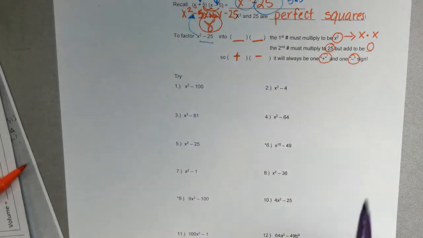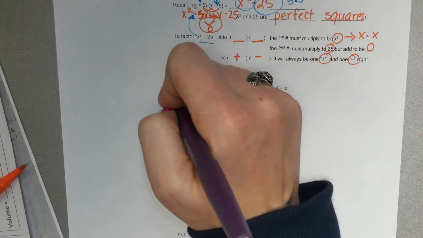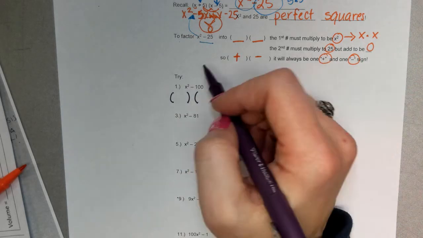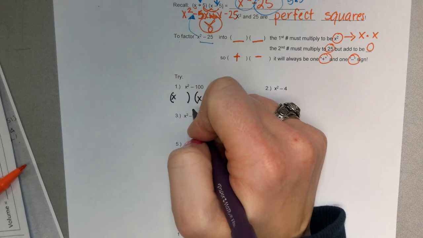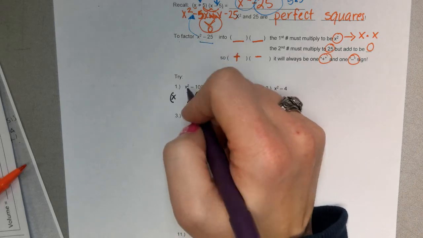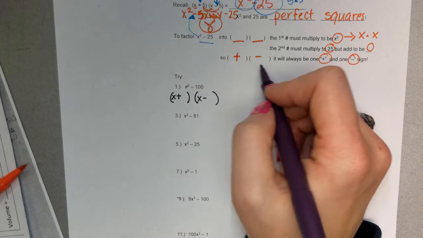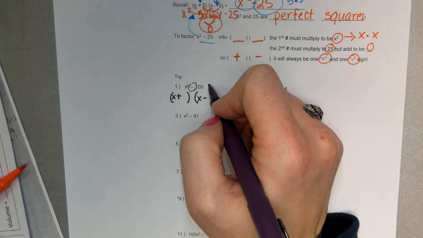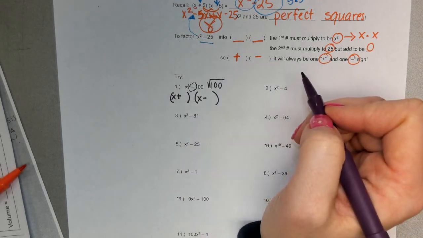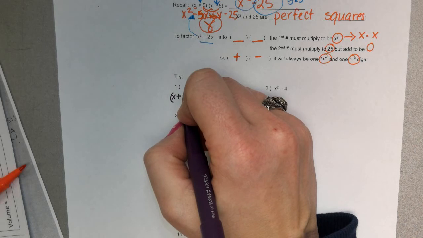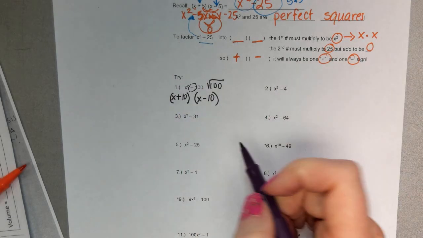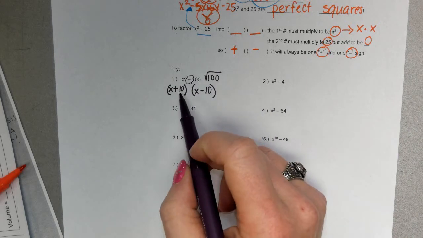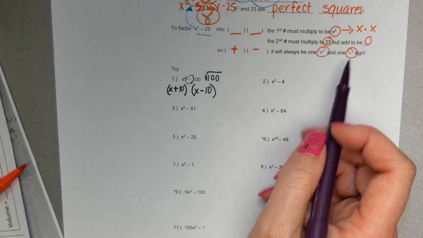So let's do some examples here. X squared minus 100. We're going to factor that into two binomials. You know it's going to be x and x because that equals x squared. And then you have one plus and one minus because that's what you have to have when there's a negative number. Take the square root of 100, and what is that? 10. So x plus 10 times x minus 10 is going to equal x squared minus 100, because a positive 10 and the negative 10 are going to equal 0.